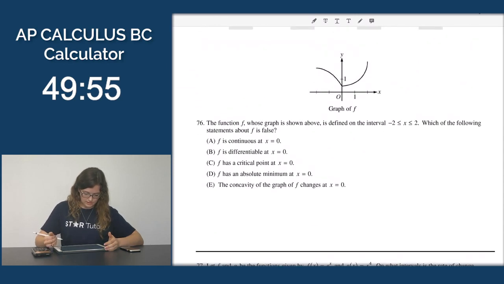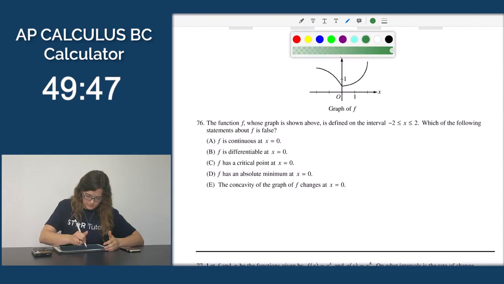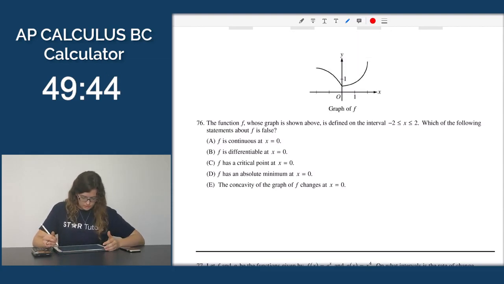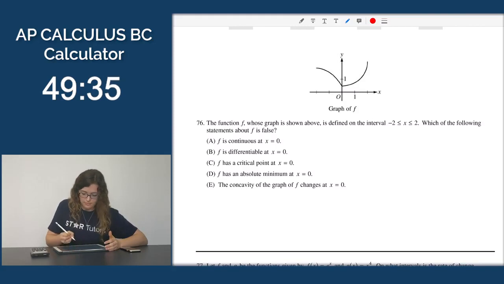All right. The function f, whose graph is shown above, is defined on the interval -2 to 2. Which of the following statements about f is false? Okay, I'm going to go through each of them and mark them wrong if they're true. So f of x is continuous at x equals 0. That's true. I can draw the graph of f without picking up my pencil. f is differentiable at x equals 0. That one might be false because it looks like at 0 the slope on one side isn't the same as the slope on the other side. So I think that one is probably false, but I'll check the other ones.